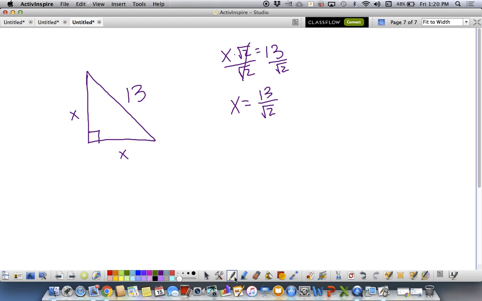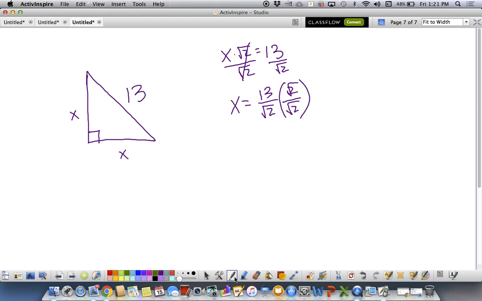So what do we do after that? That's what x equals, right? Can we leave an irrational number in the denominator? No, we must rationalize, meaning we're going to multiply it by what? Square root of 2 over the square root of 2. So we're just multiplying it by 1.